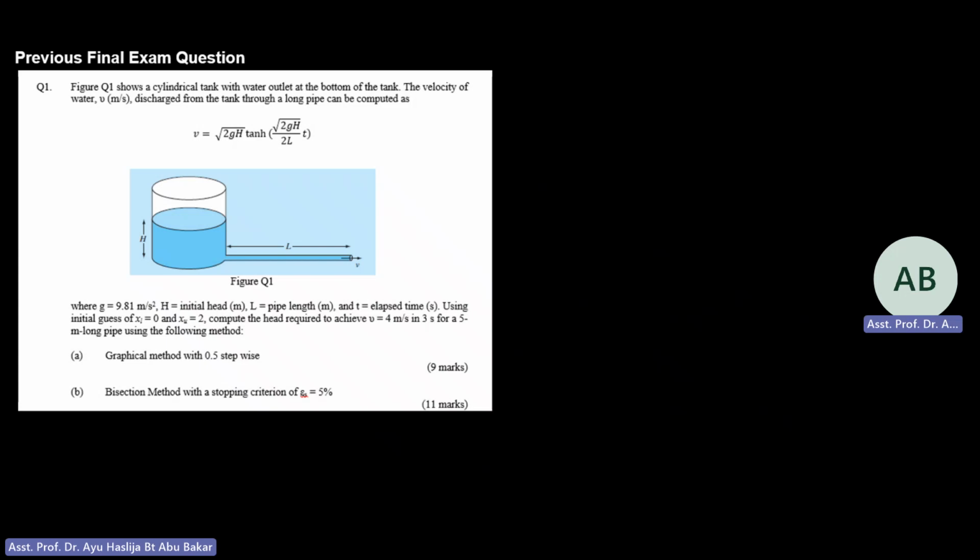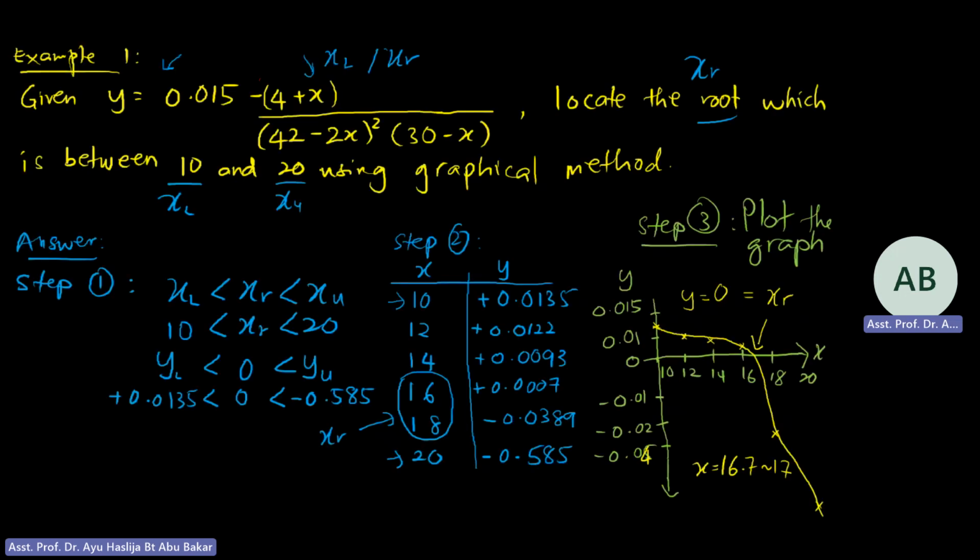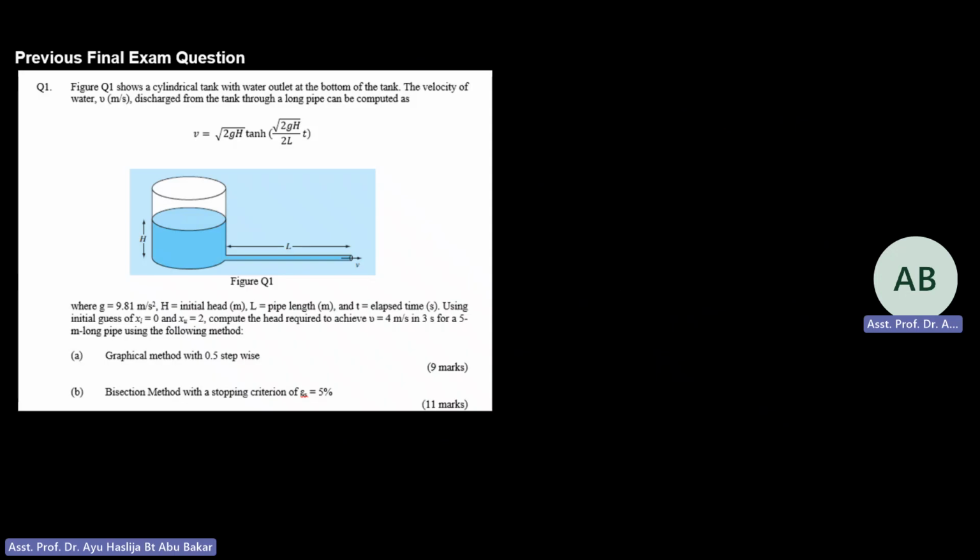Okay, for the previous question just now, for the example, straight away it gives you the equation and the range, upper and lower. Now, the final exam question won't be so straightforward. It will give you a statement or something like this.